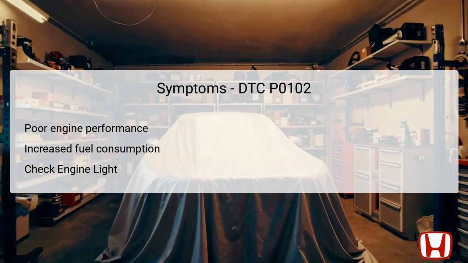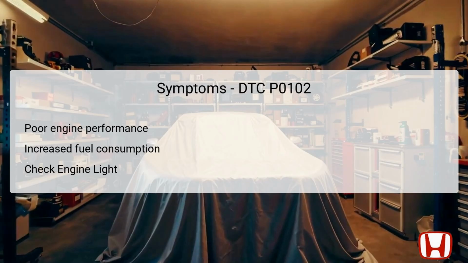When DTC P0102 is present, drivers may experience a range of symptoms indicative of engine trouble. One common symptom is poor engine performance, which can manifest as rough idling or hesitation during acceleration. Additionally, the vehicle may demonstrate increased fuel consumption due to the incorrect air-fuel mixture being supplied to the engine. This can also lead to diminished throttle response and sluggish behavior.